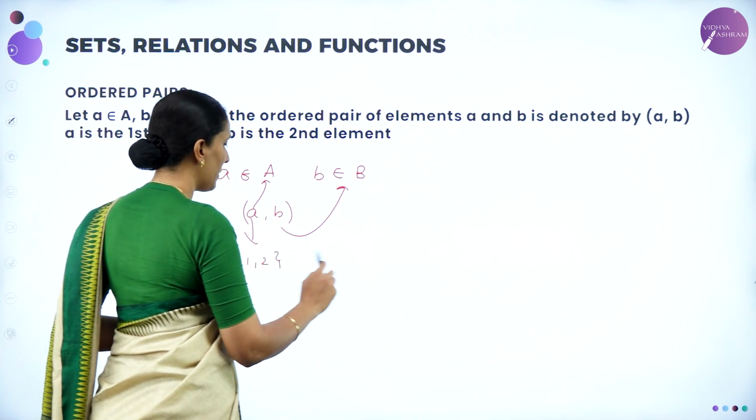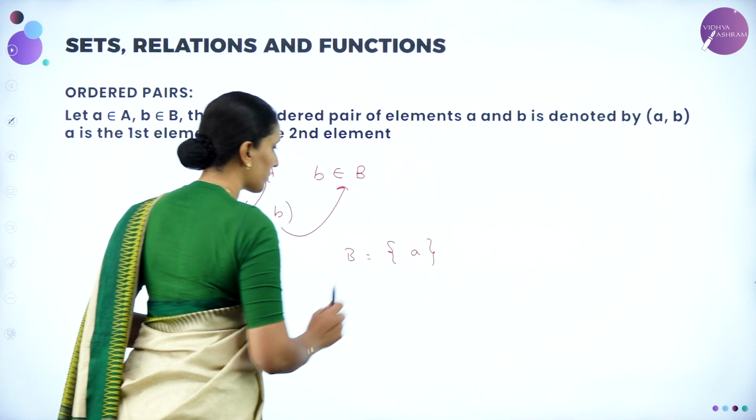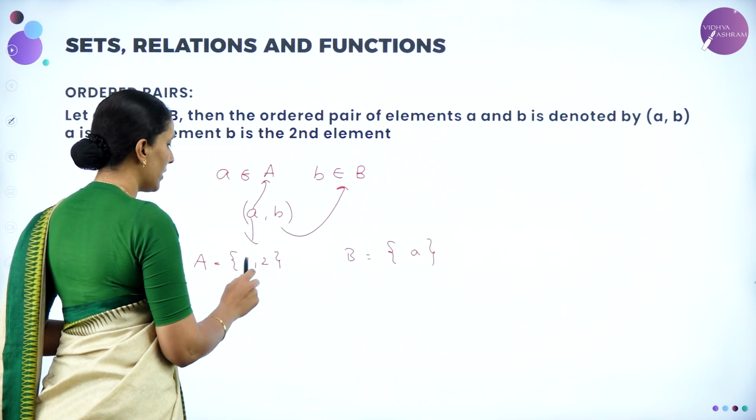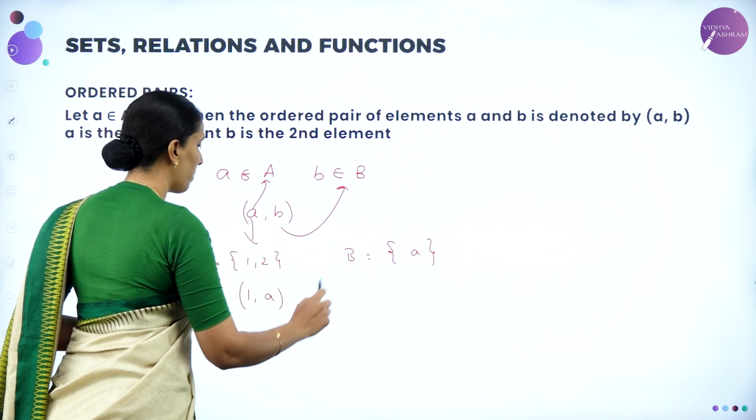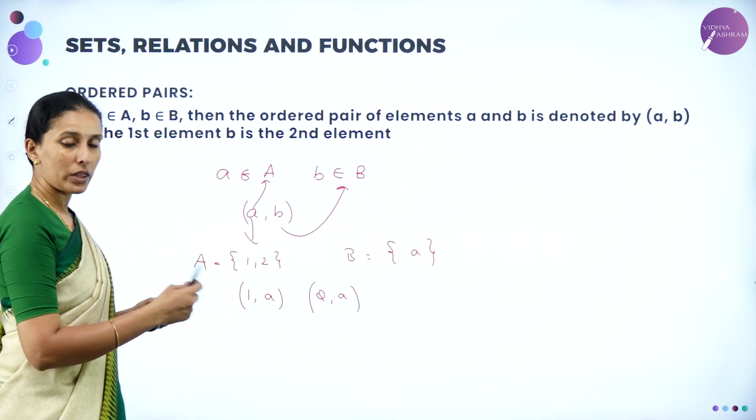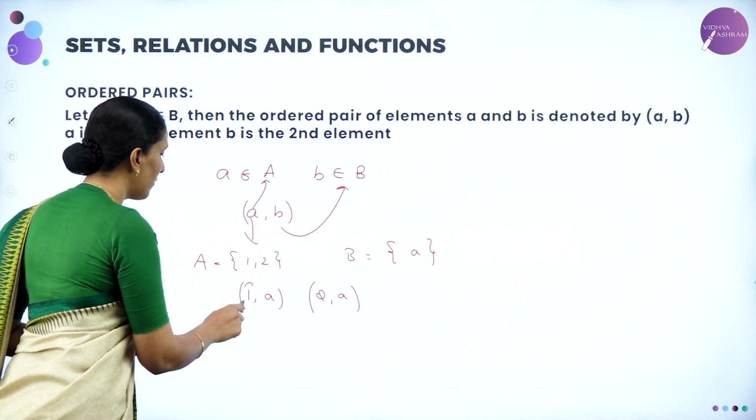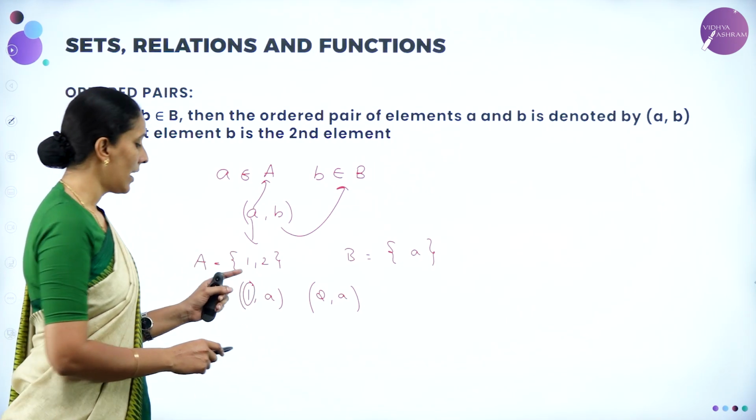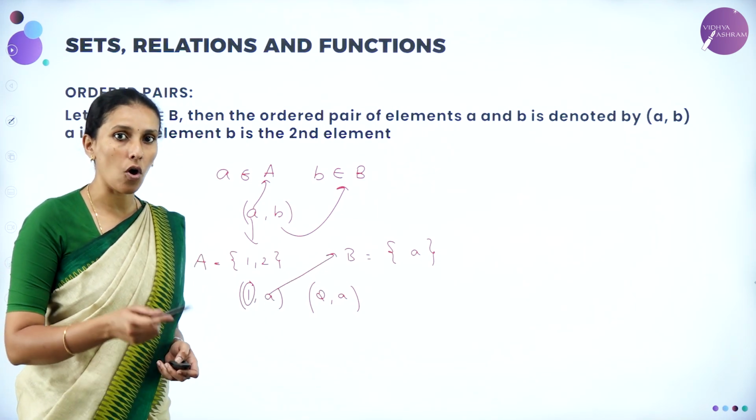1, 2 are the elements in A and let B be the set which contains a. So when you want to pair these, we get (1, a), and one more pair we can create, that is (2, a). So pairing elements of the two sets is nothing but the ordered pairs here. Always remember, the first element belongs to the first set and the second element belongs to the second set. So this is called the ordered pair.